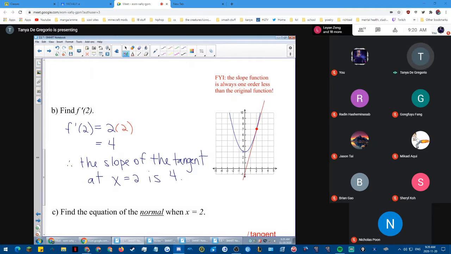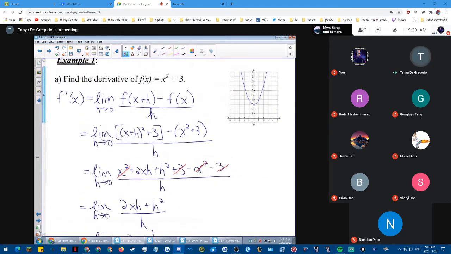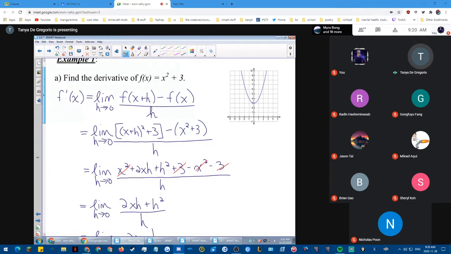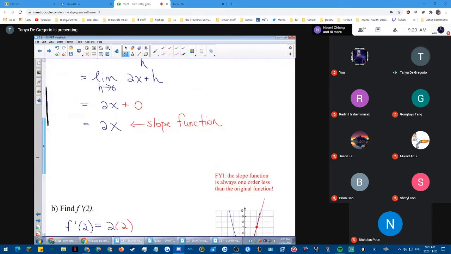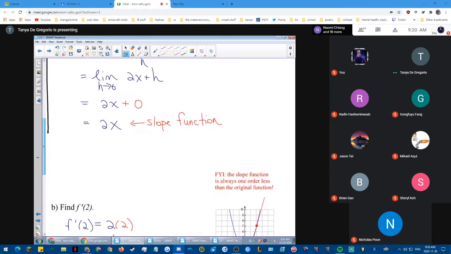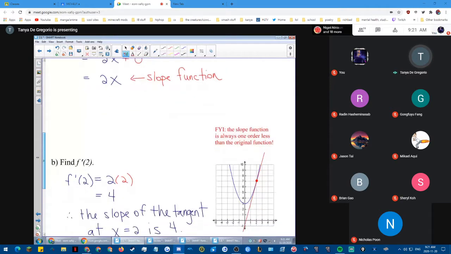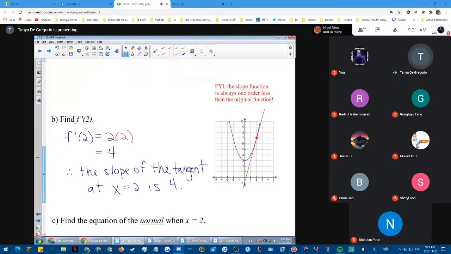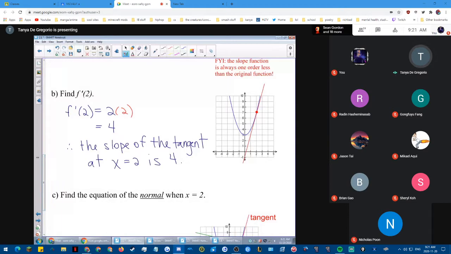So we notice that our original function was a parabola. When I went to find the slope function, I noticed that it was linear. So what you should notice is that the degree always goes down by 1 when you take the derivative. Okay? So FYI, the slope function is always 1 order less than the original function. So if I had a cubic and I took the derivative, what would my derivative be? Yeah, the degree would be 2. Okay, good.